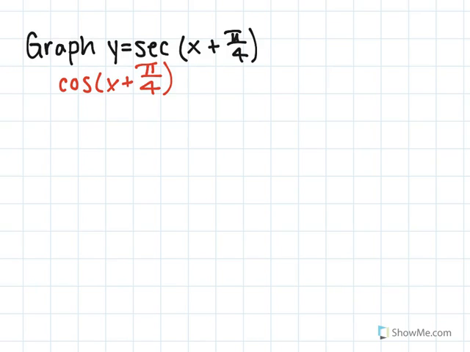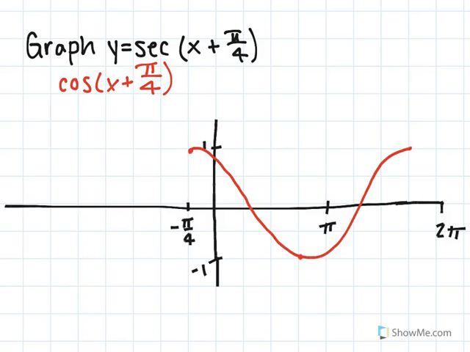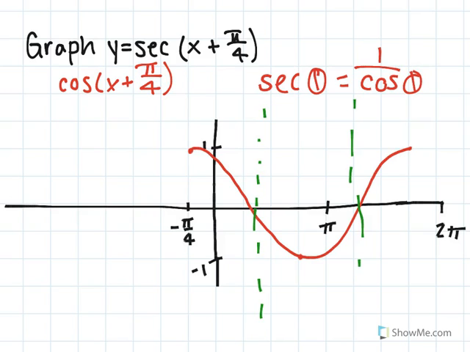Remember, it's just going to look like a cosine curve that has a phase shift of pi over 4 to the left. So this is just a quick sketch of cosine of x plus pi over 4. So we have our cosine curve with our phase shift to the left of pi over 4. Because secant of theta is equal to 1 over cosine theta, wherever cosine is equal to 0, we're going to have vertical asymptotes in our graph for secant. So we can just go ahead and sketch in these vertical asymptotes at our zeros.